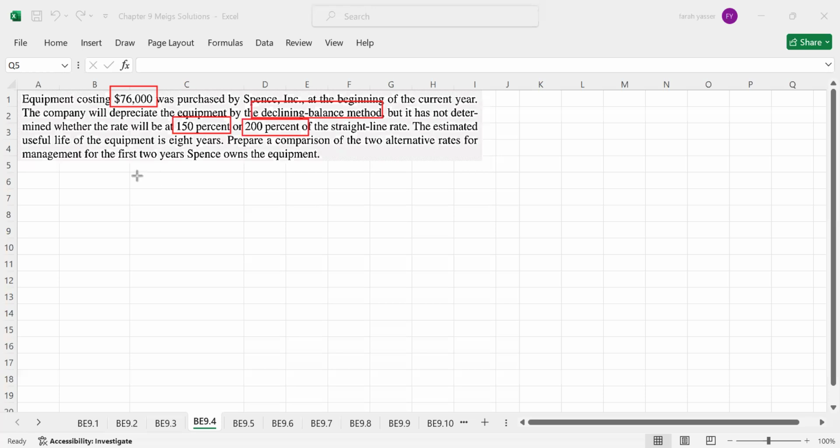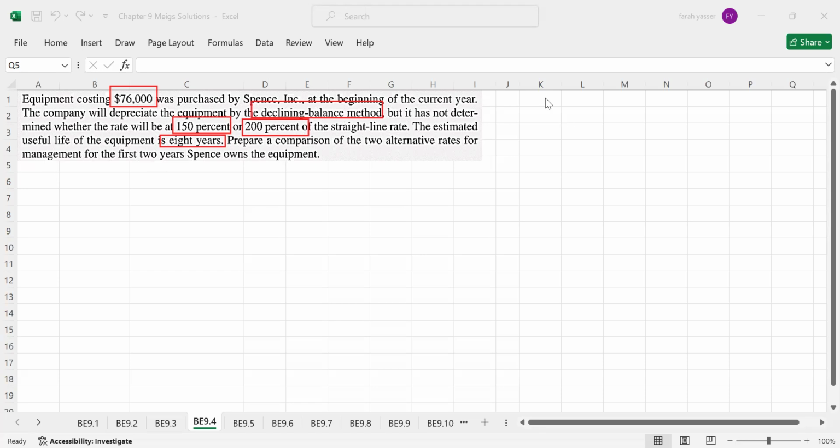So we will have to compare two methods: declining balance method at the rate 150% and at the rate 200%. The other thing is useful life is given as 8 years, which is necessary to calculate straight line rate. So with the help of 8 years, we will calculate straight line rate, and prepare a comparison of two alternative rates for management for the first 2 years. So first 2 years depreciation under each rate is required.